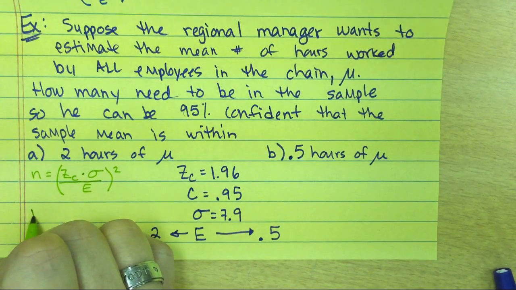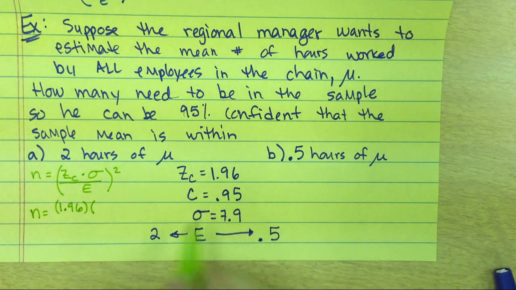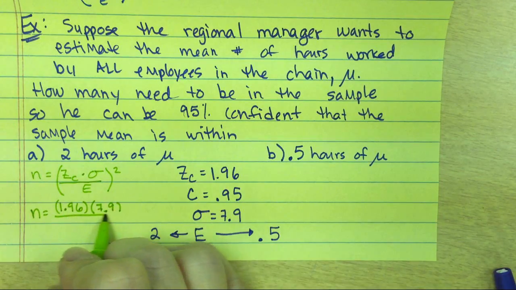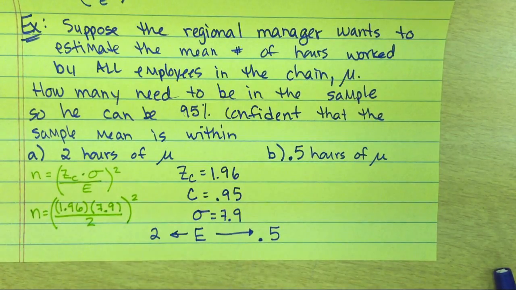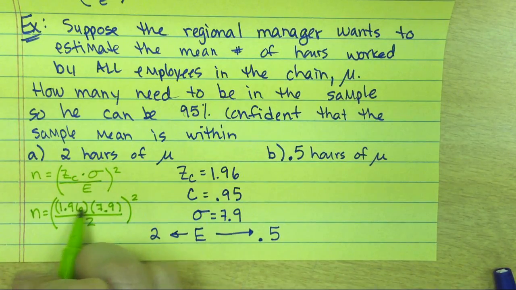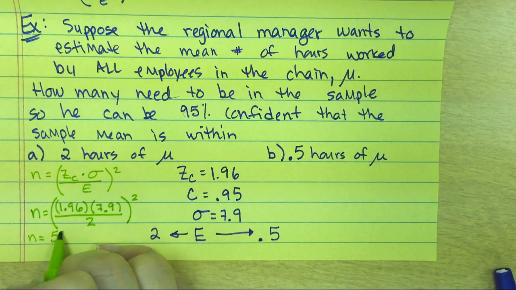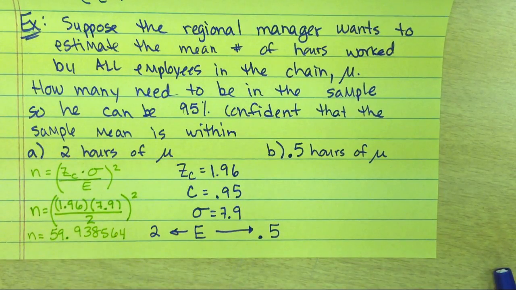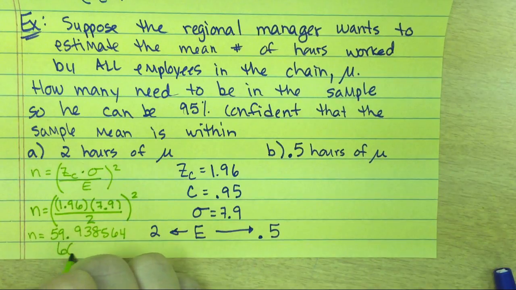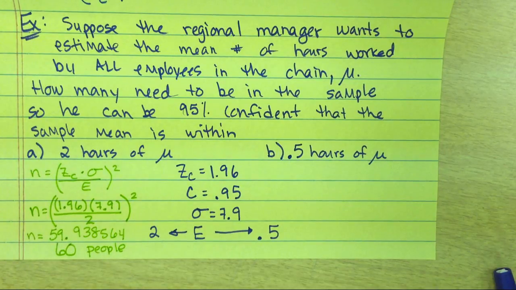So n would be 1.96 times 7.9, in this case divided by 2, and then the whole thing is squared. So you put that in your calculator, multiply those two numbers, divide by 2, square the whole entire thing, and we get 59.938564. So we're going to actually need to round that up, and we're going to have to ask 60 people, because 59.93 is the minimum number of people I'd have to ask.